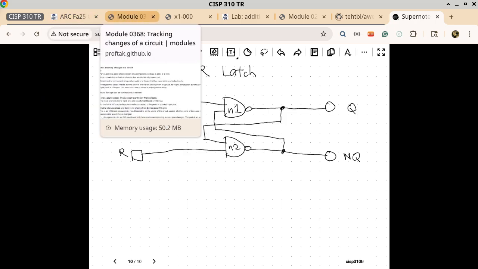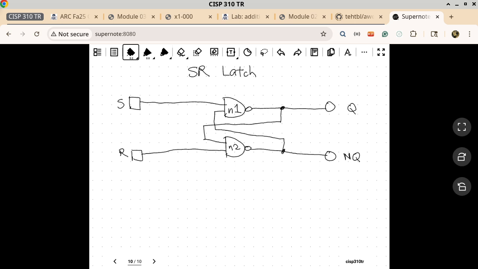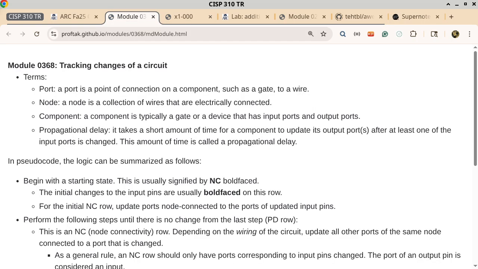These terms are from electrical engineering. A component is typically a gate or device that has input ports and output ports, sometimes both, sometimes only one. So in our particular example, this is a component. It is an input pin. It only has one output port. This is another component. It is a NAND gate. It has two input ports and one single output port. And this is an output pin, which only has one single input port. So now we have all those individual concepts.